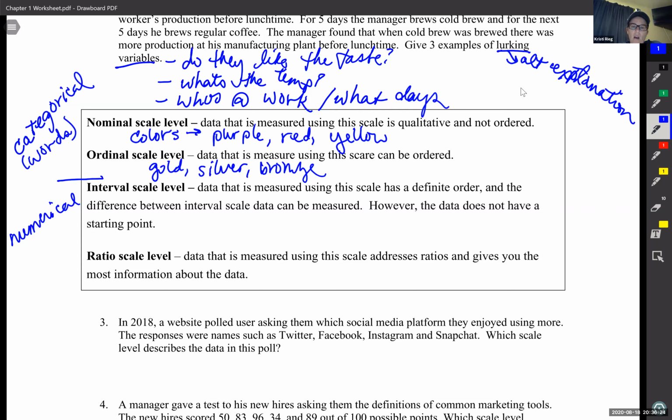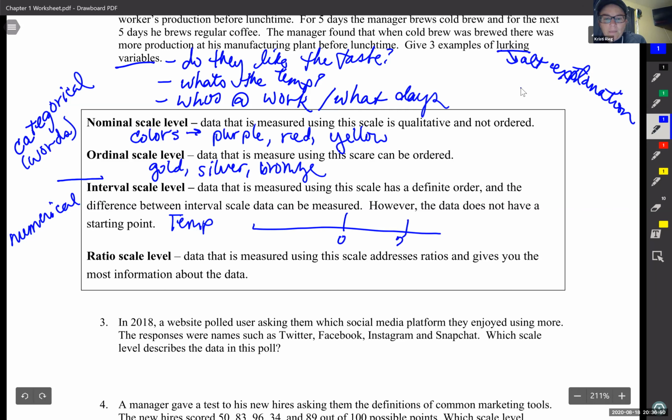All right, interval scale: data that is measured has a definite order, and the difference can be measured. However, the data does not have a starting point. So that would be like temperature. Temperature has an order, it's in numbers, and the difference can be measured. If we're in Fahrenheit, 30, negative 10. So you can tell which days are hotter and which days are colder if I use that scale. But there's really not a lowest temperature, because you could put it in a freezer, do some chemistry stuff to it, make it colder.